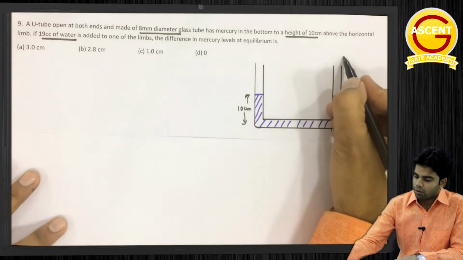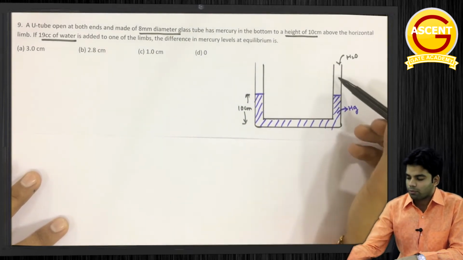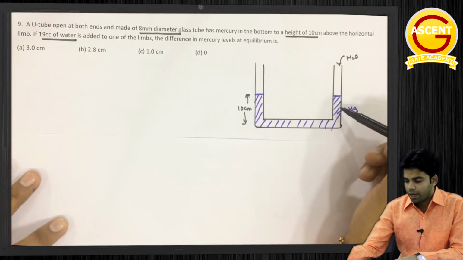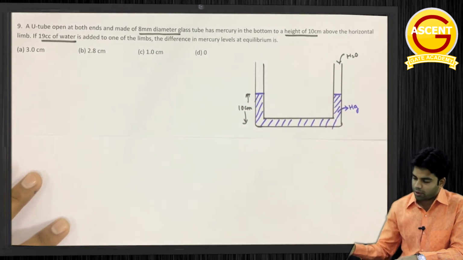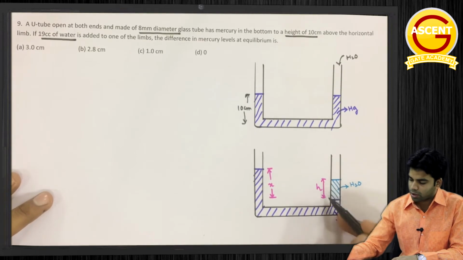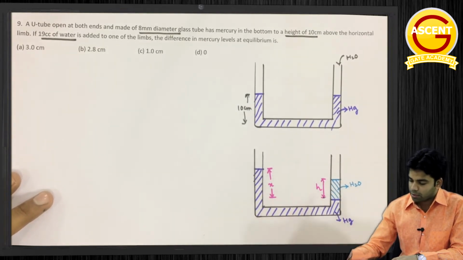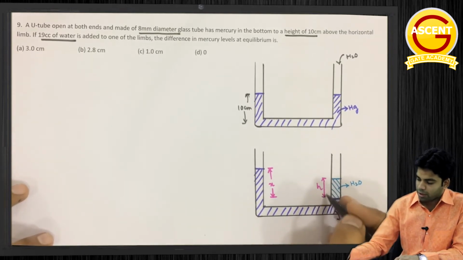Now we are pouring water into it from one end, and after pouring water, that water will apply certain pressure on this mercury on one side of the limb, and there will be a difference in level of mercury in both sides. Okay, so the final diagram will be like this. Suppose the height up to which the water is poured is h, the difference in mercury level is suppose x. Now first how can we determine the value of this h?